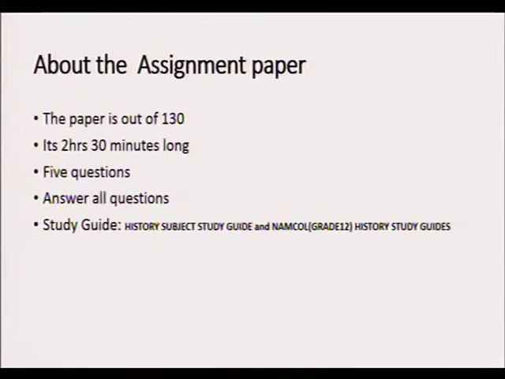About the assignment, this paper is out of 130. It's 2 hours, 30 minutes long. It consists of 5 questions. Answer all questions. And you need study guides, the history subject study guide, and NAMCOL grade 12 history guides.